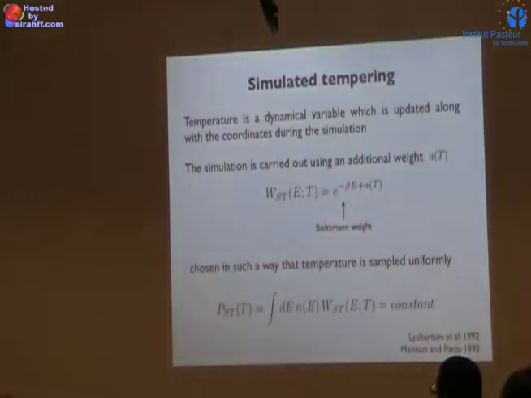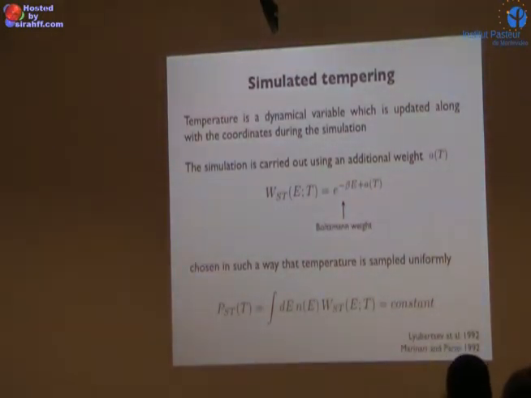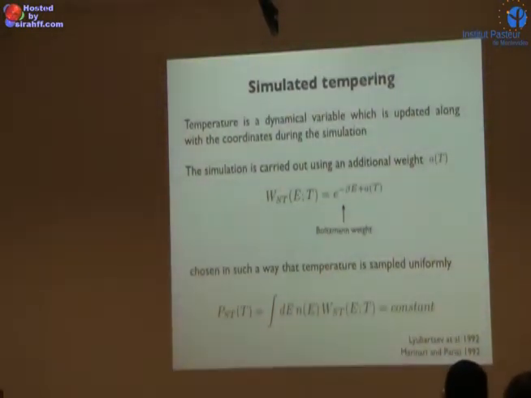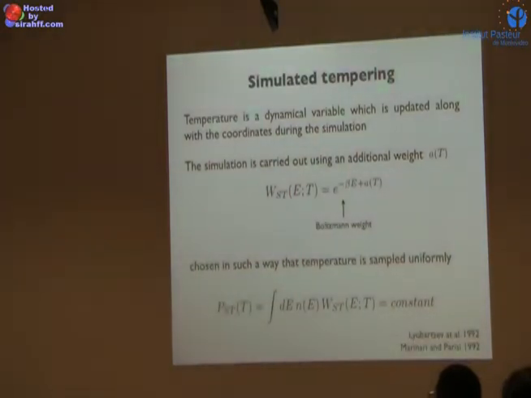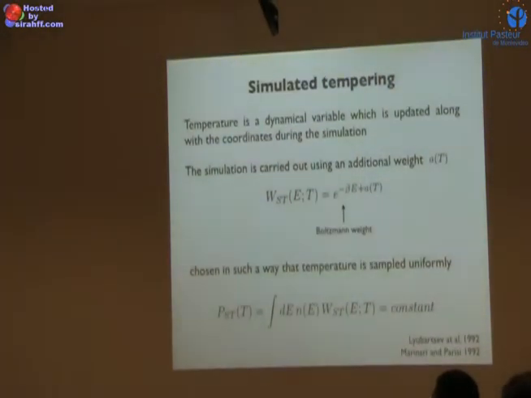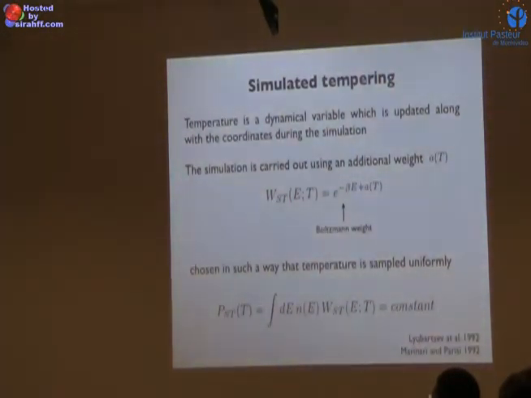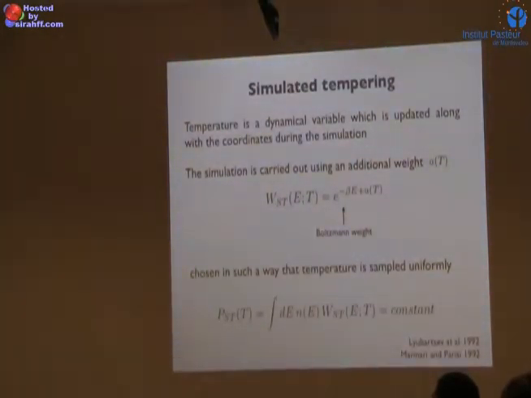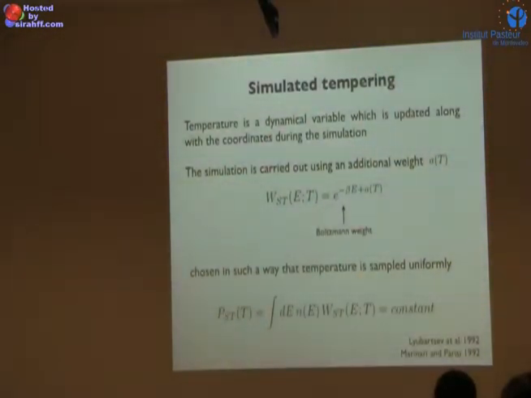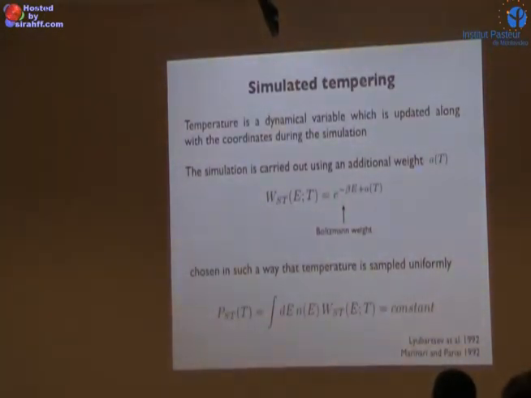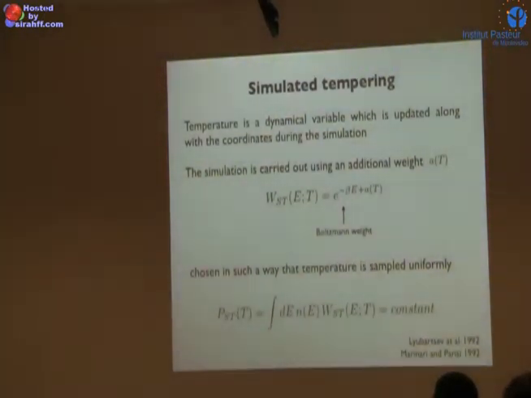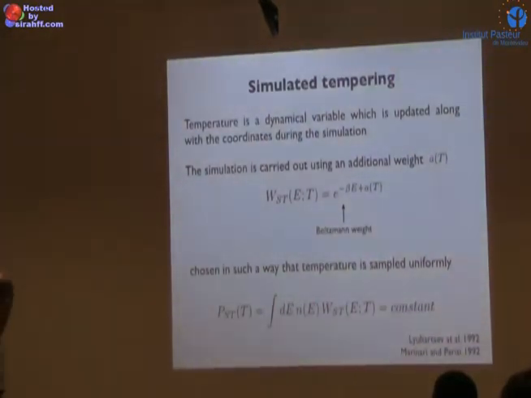And you want to choose this function in such a way that the temperature space is sampled uniformly. So you want to have a configuration that changes temperature in a controlled way and samples a range of temperature uniformly, so that you can access high temperature and try to escape whatever bad configuration or local minima you're trapped in, and then sample your temperature of reference in a controlled way.